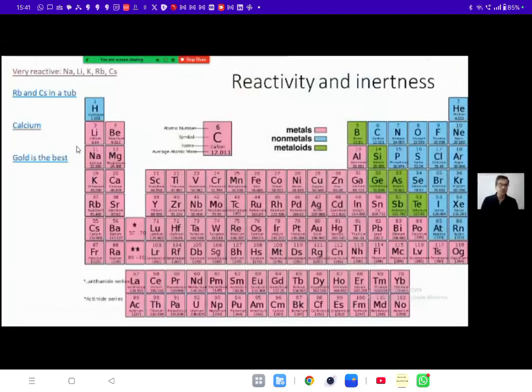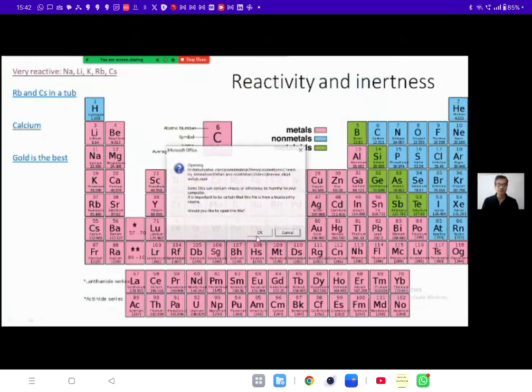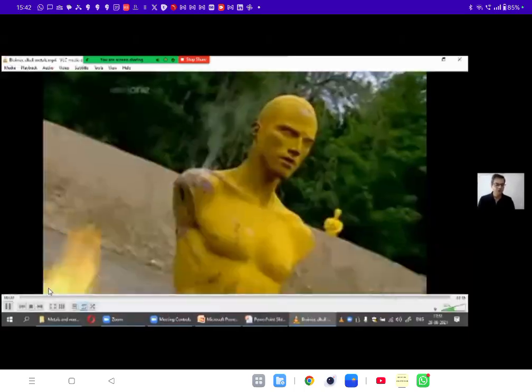These are all first column: lithium, sodium, potassium, rubidium, cesium. They are all very, very reactive metals. Out of them, only 2, these last 2, rubidium and cesium, are put into a bathtub. All of you see this. Small piece, 2 grams of rubidium in this bathtub.